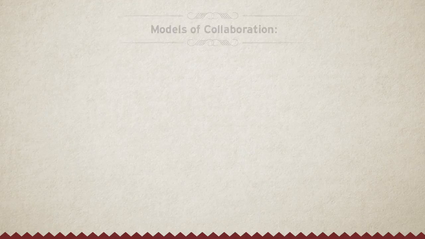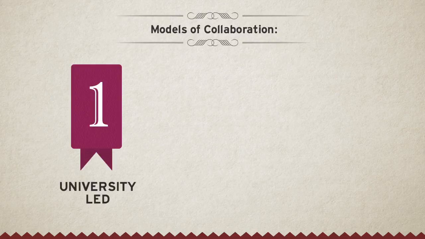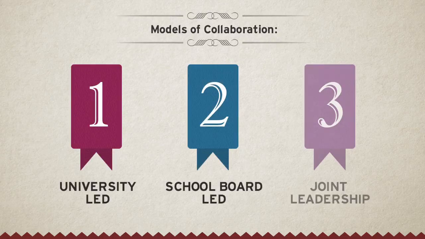There are three general models of collaborative research between universities and schools or school boards. These are university-led, school board-led, and jointly led. While cases within each model may vary, there are some key characteristics which make each model distinct.